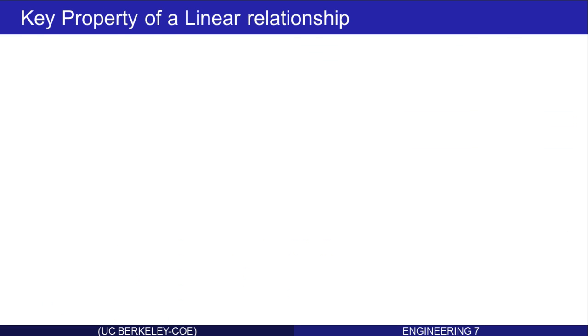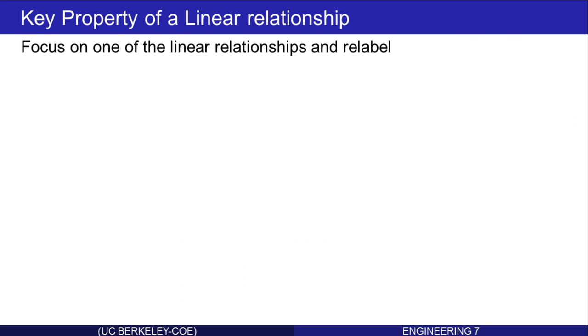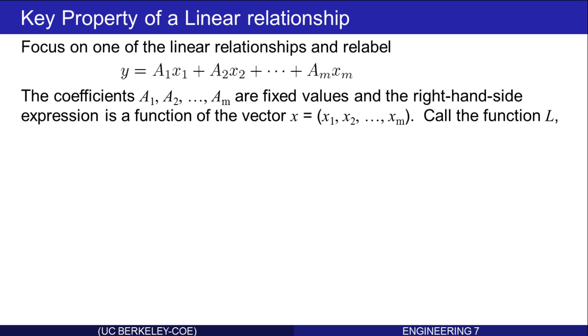What's the key property of a linear relationship? Let's focus on one of the linear relationships and just relabel it. I've gotten rid of some of the subscripts since we're only looking at one. The coefficients A1, A2, up through AM are fixed values, and the right-hand expression is a function of the vector x. Let's call that function L. So L of x is A1 x1 plus A2 x2 plus AM xm. Remember, the a's are fixed values and the x is the variable.